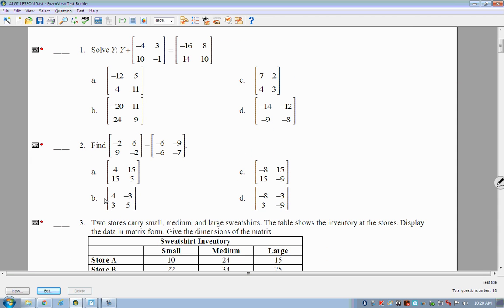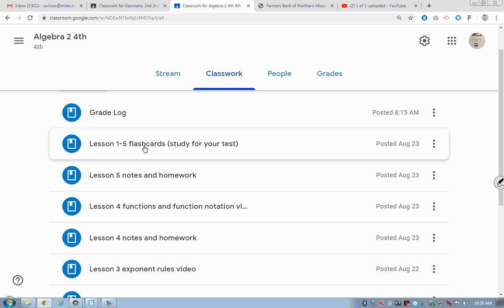All right, I'm going to address 2 things before I move on. The first is that if we go to our classroom, you should see right underneath the grade log, lesson 1 through 5 flashcards. I went ahead and did that on Friday. I went through all of your notes and tried to make flashcards for you so that your first test is going to be lessons 1 through 5. Okay? So you can go ahead and be studying and reviewing now for that test that'll be coming up after lesson 10.